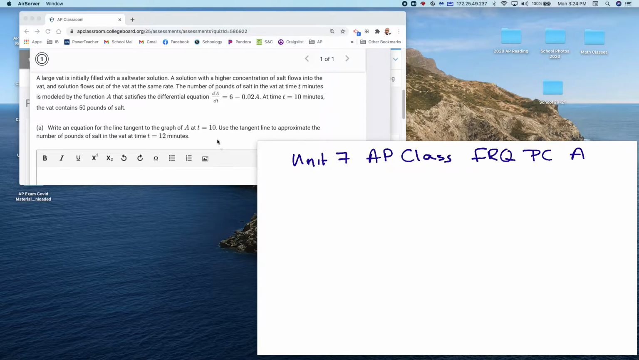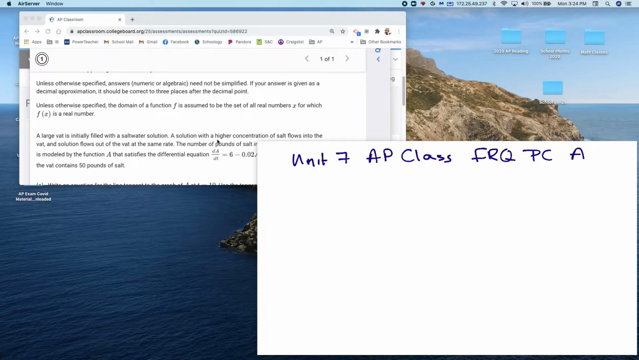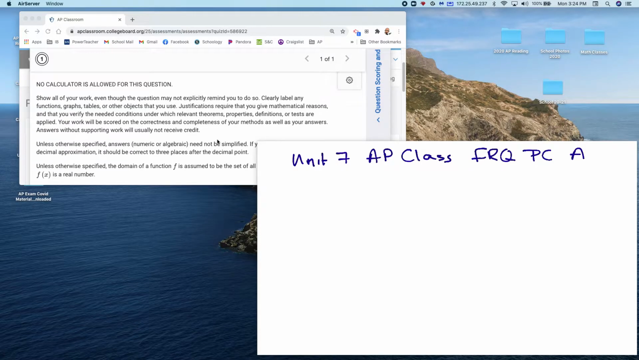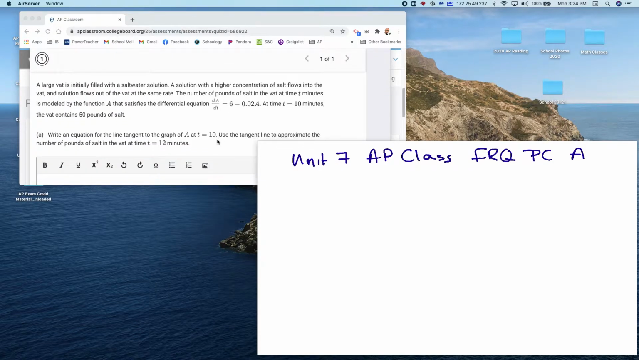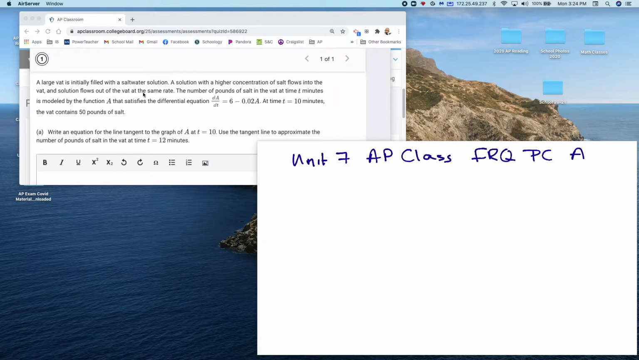So you're given this idea here. First of all, no calculators allowed for this. You're given that there's a vat filled with a saltwater solution. The solution with a higher concentration of salt flows into the vat. A solution flows out of the vat at the same rate. So the number of pounds of salt in the vat at time t minutes is modeled by this function, where A is the amount.